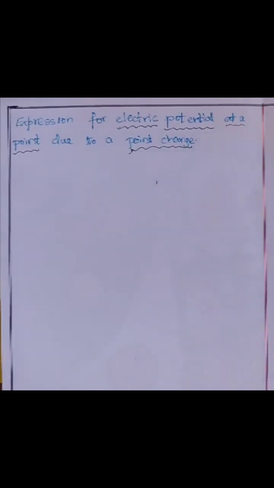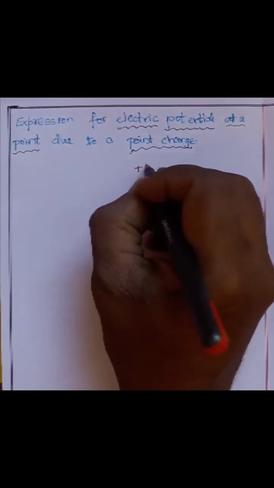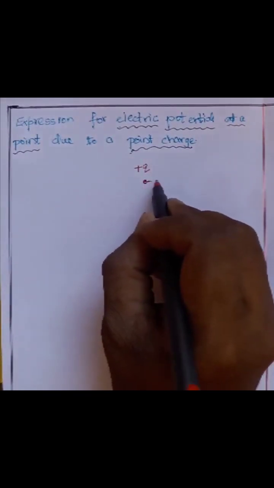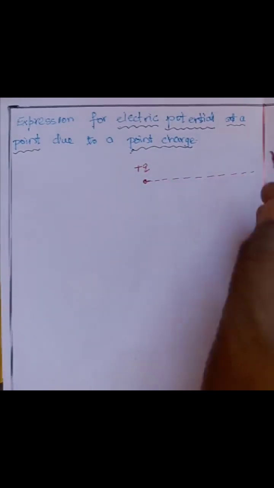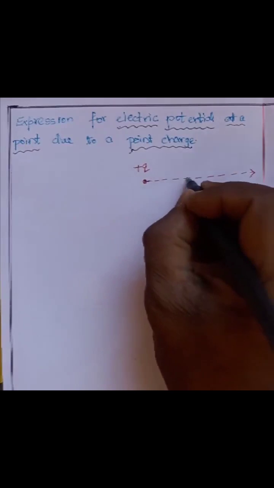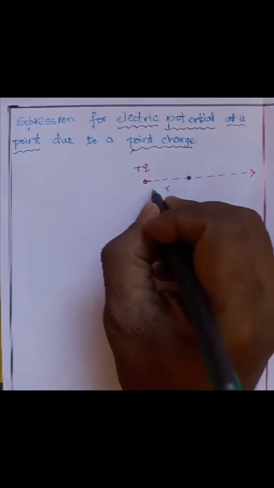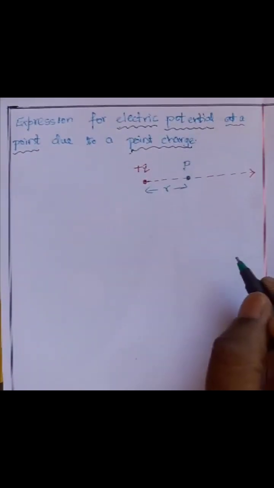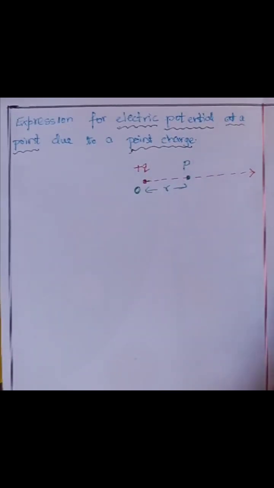Consider a point charge of magnitude plus q. Draw an axis along positive x direction. Consider a point P which is at a distance r from the point charge located at O.